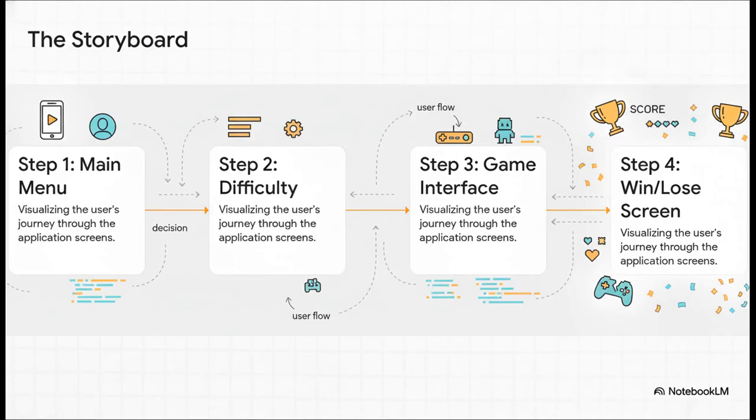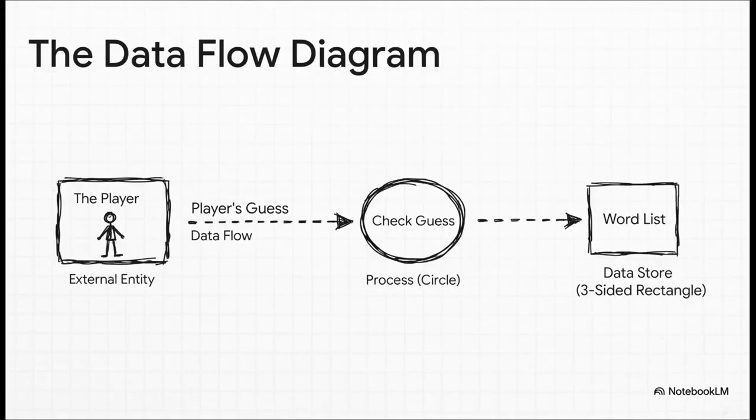First up in our design docs is the storyboard. Now, this isn't about code logic at all. This is all about the user's journey. You're just visually mapping out the different screens. How does a user go from the main menu to picking a difficulty to actually playing the game, and then finally seeing that win or lose screen? Draw it out. Next is the Level 1 Data Flow Diagram, or DFD.